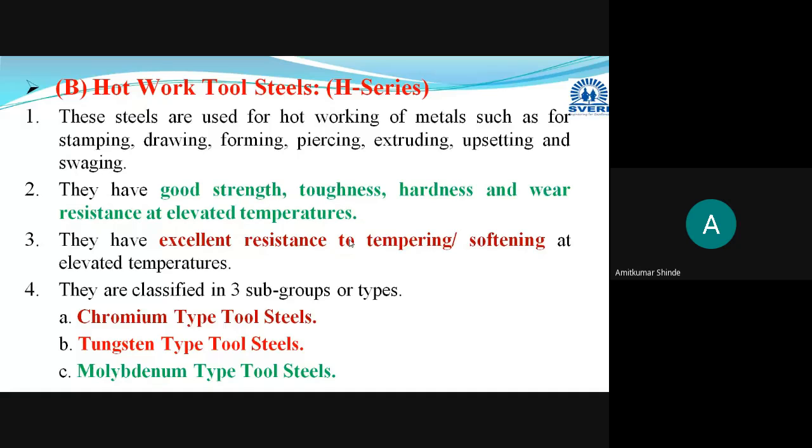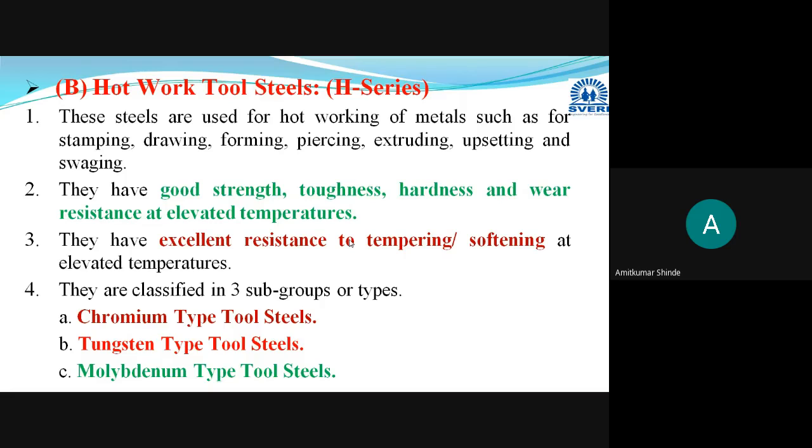Now, in this lecture, we will see the different types of hot work tool steels, high speed tool steel, and some special purpose tool steels. First, in the slide you can clearly see that the hot work tool steels are denoted by the H series. Commonly, all three types are denoted by the H series only.